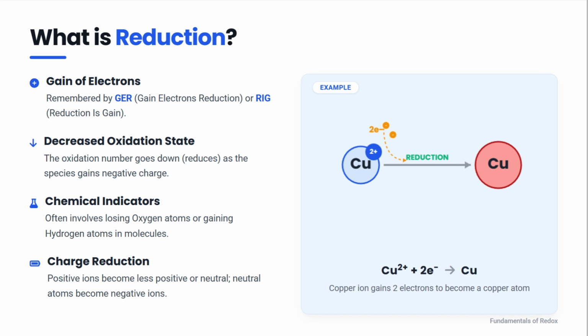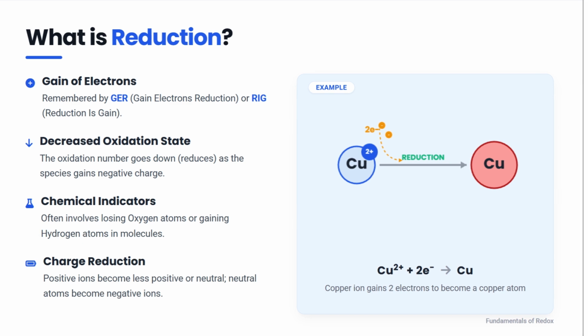And it leads to a charge reduction, where positive ions become less positive or neutral, and neutral atoms can become negative ions. For instance, a copper ion gains 2 electrons to become a copper atom. We write this as Cu2+ plus 2 electrons yields Cu. These two processes, oxidation and reduction, are the core fundamentals of redox chemistry.